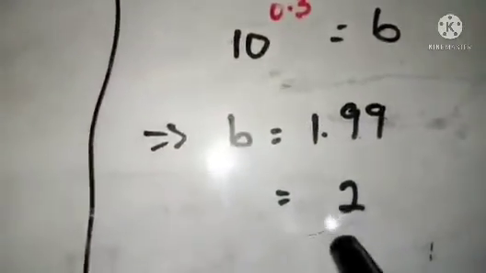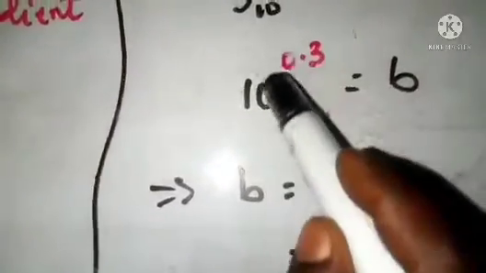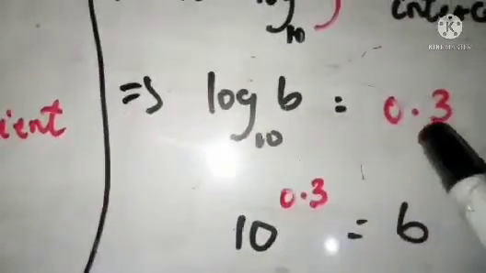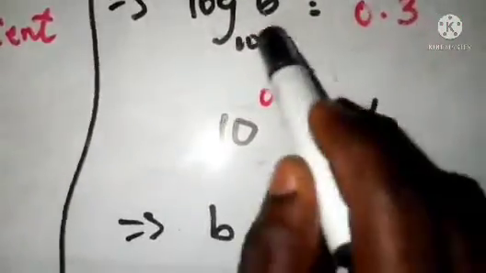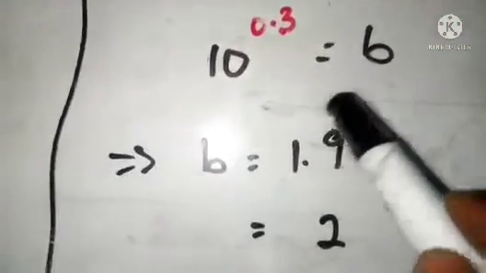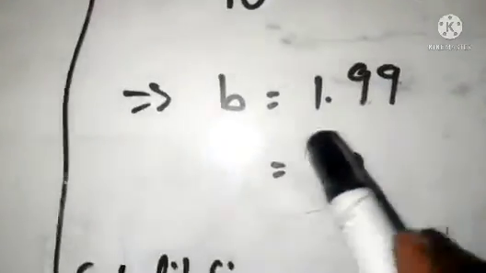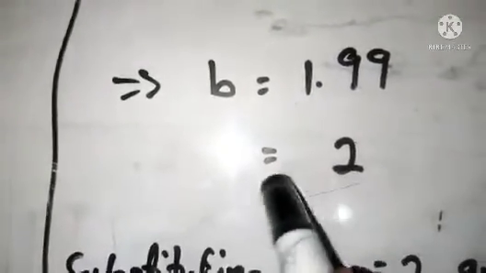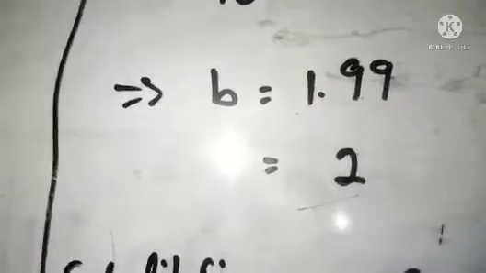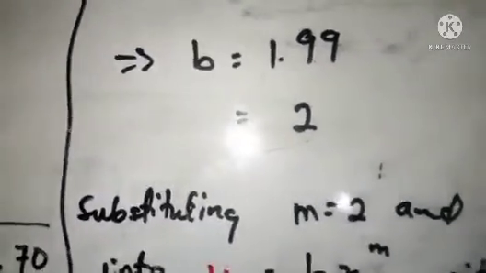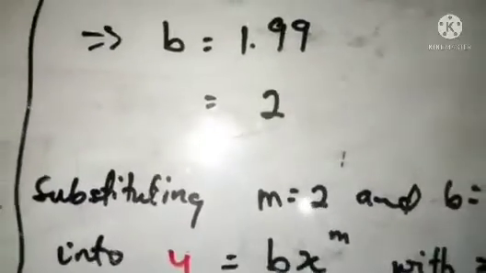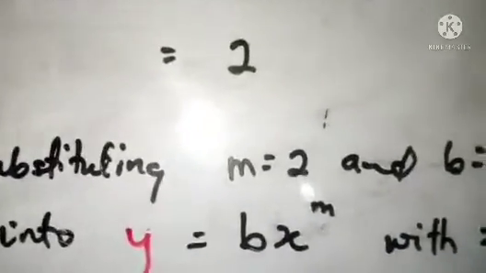Your b should be equal to 2, right? So this is the base, the exponent and the answer. So base 10 exponent of 0.3 and then the answer is equal to b. We are looking for b. When you put this into the calculator, you should have 1.9. Then by approximation, your b is equal to 2. Now that you have found b and m, they say you should find the value of y when x is equal to 6. That's it from the question.